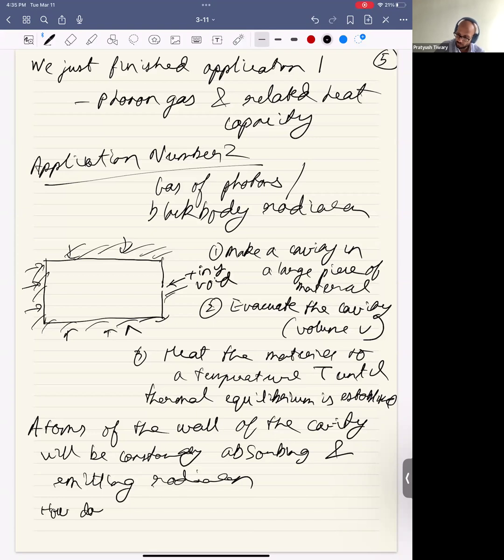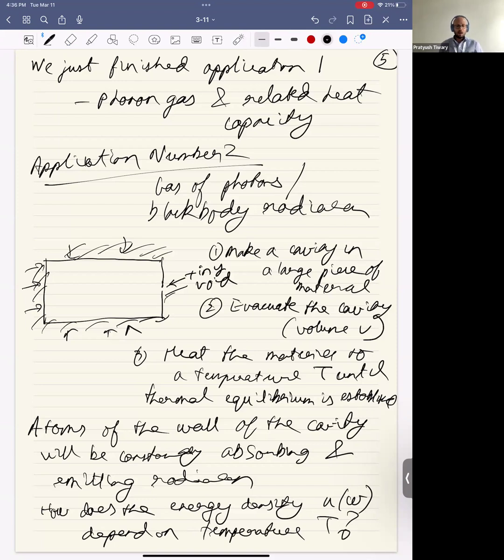how does the energy density depend on temperature T? You will have radiation at different values of omega. Radiation will have some frequency, just like we saw in the previous problem. There is a G of omega. Here also you have a distribution of frequencies that the radiation emitted from the boundaries of the box will have. You can measure the energy carried by radiation at a certain frequency. That is known as the energy density of radiation, U of omega. This is the question we are seeking to ask.